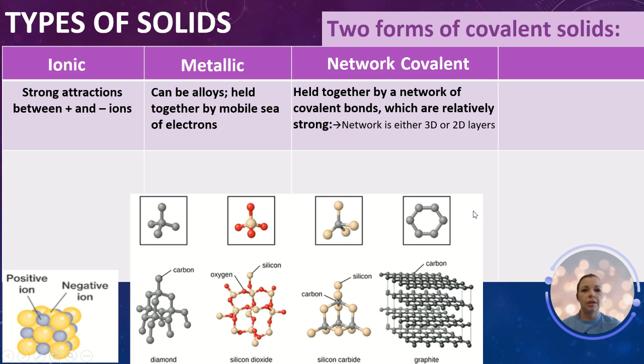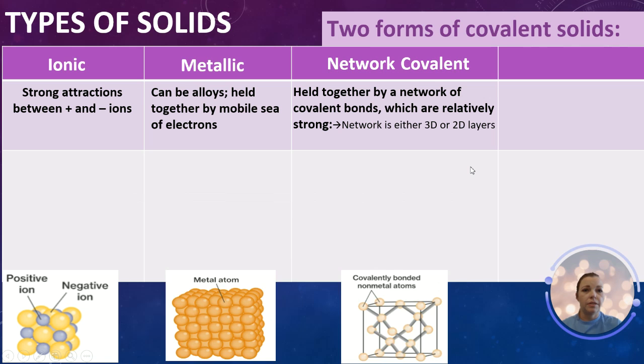We're going to talk about properties in just a second. There are four that the AP program wants you to recognize as being network covalent. These four are specifically mentioned. They are not the only network covalent solids, but because they're specifically mentioned in the course and exam description, it helps you a lot if you can recognize these four specifically. So the diamond form of carbon is one. Silicon dioxide, SiO2, is another one. Silicon carbide, SiC, and then the graphite form of carbon. So all four of these are examples of network covalent solids.